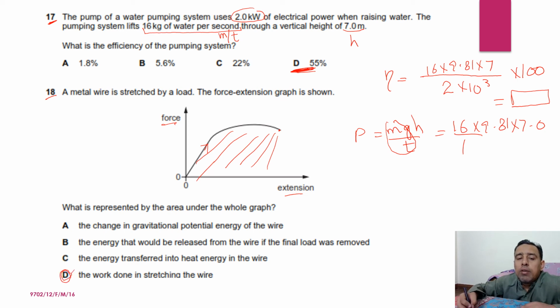If you have any other doubt, like in option A, the change in gravitational potential energy has nothing to do with this, height is not involved here. The energy that will be released from the wire, no energy is coming out from the wire while the load is removed. When the load is removed, that is the line which is coming towards extension, not going away from the extension or x-axis. So it is wrong. The energy transferred into heat, no, this is not the stored energy, it is the given energy. That's why option D is correct.